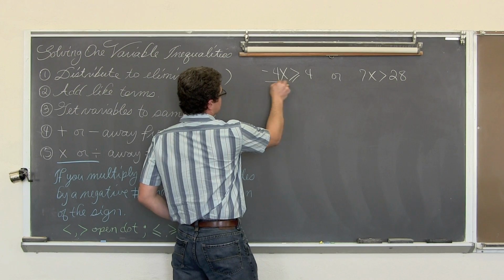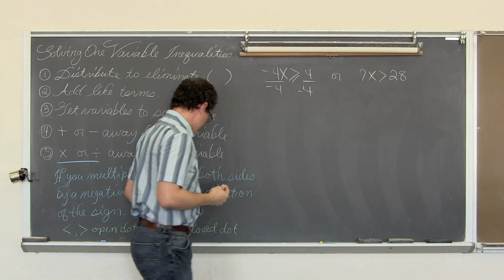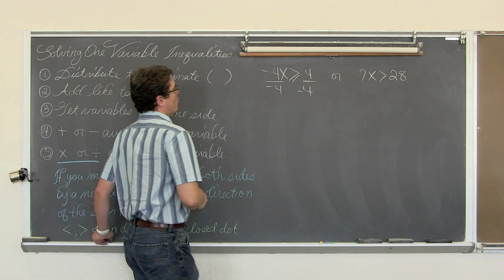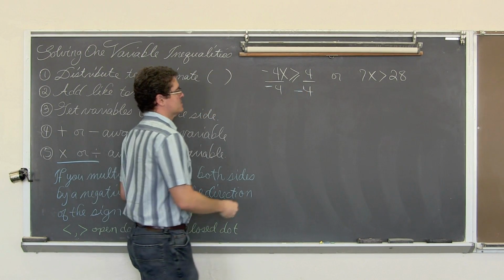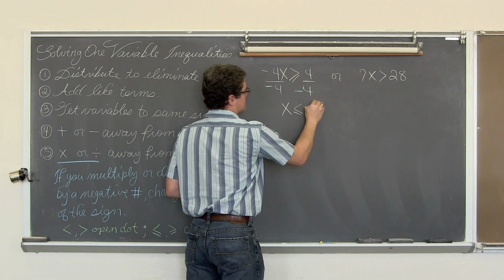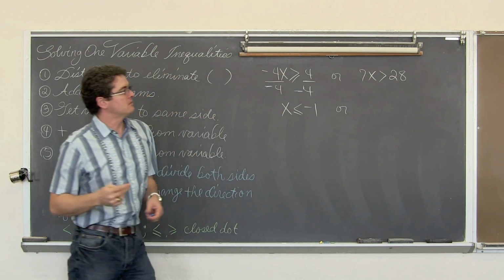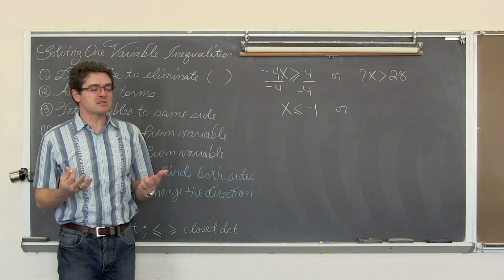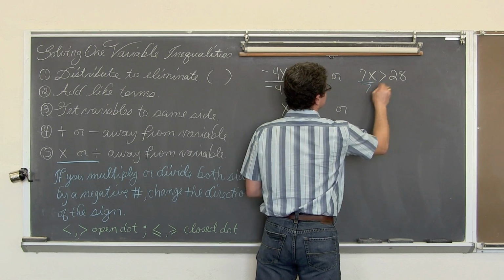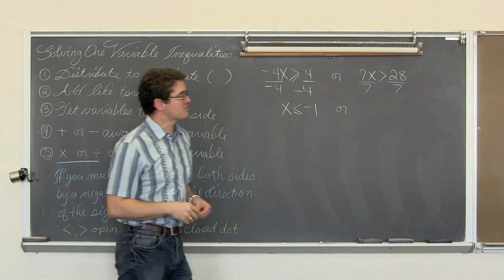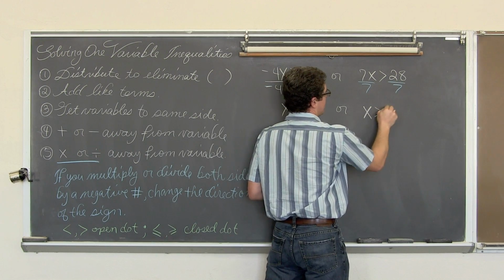We're going to divide both sides by -4, and because we're dividing by a negative number, we're going to need to remember to, again, change the direction of that sign. So we're going to have x is less than or equal to -1. Or x, let's see, we have 7x is greater than 28, so we're going to divide both sides by 7. That's a positive number, so we don't need to change the direction of the inequality. And we get x is greater than 4.